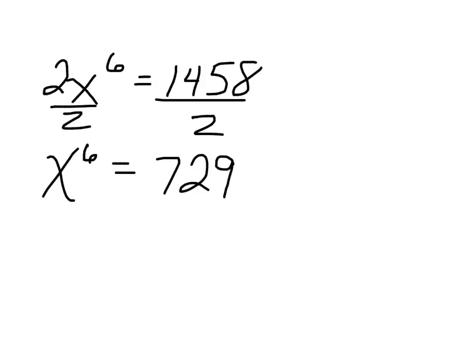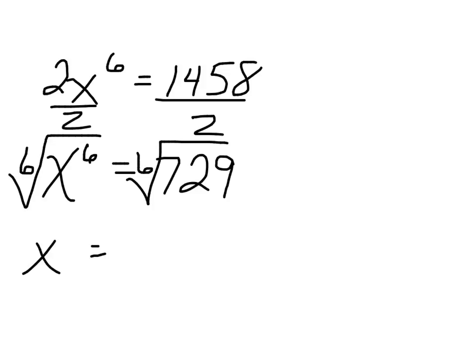Third thing I get rid of, is there any exponents? How do you get rid of to the 6th? Not square root it. 6th root it. And then you 6th root the other side, because what you do to one side, you got to do to the other. The 6th root of x to the 6th is x.